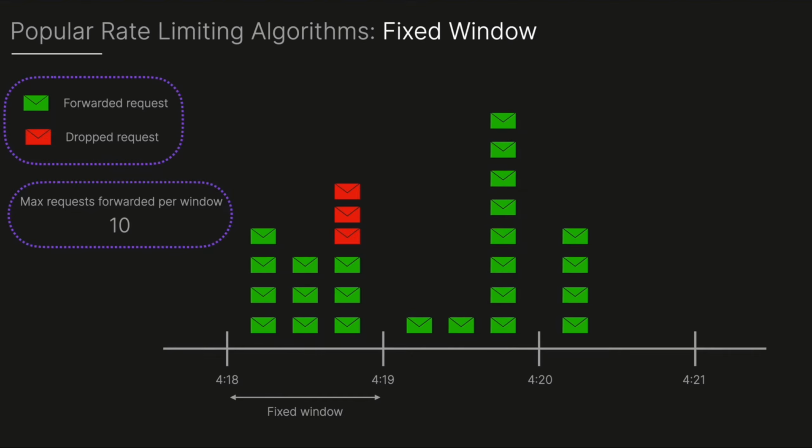But you can see here at the boundary between two windows, we can get a buildup of far more than the specified requests, in this case 10. And this is the downside of having such a simple algorithm, because it's bound by the time window. If there's a sufficient number of requests at either end of the boundary, we could potentially overwhelm our system, and that's something to take note of when we're using this fixed window algorithm.